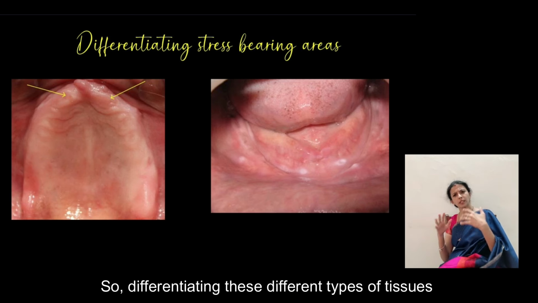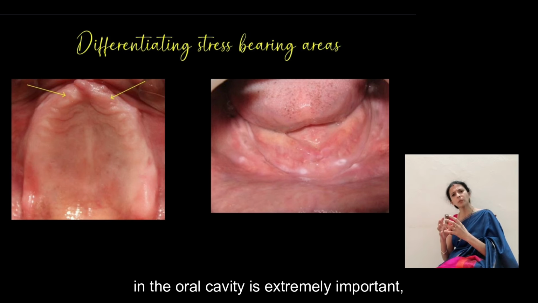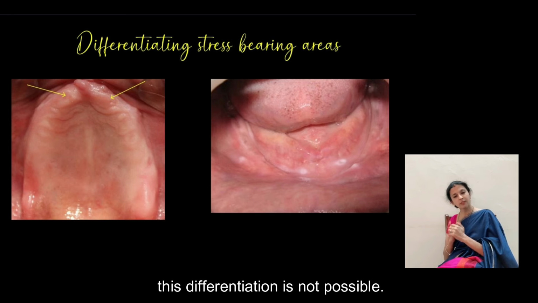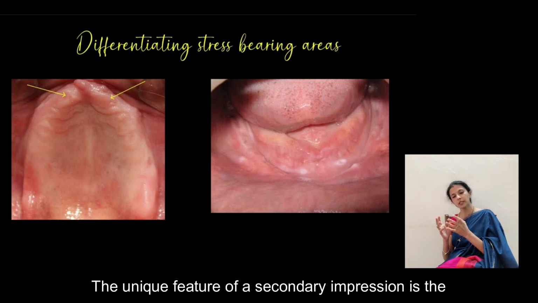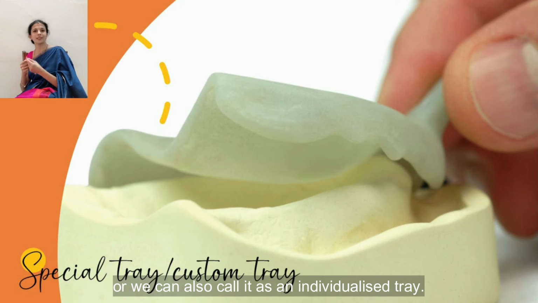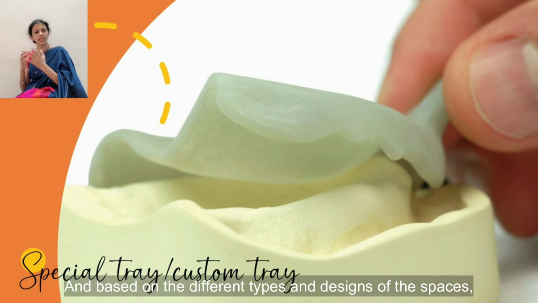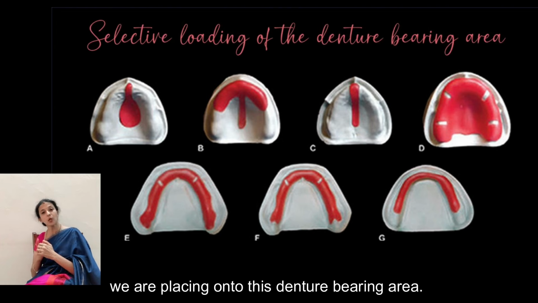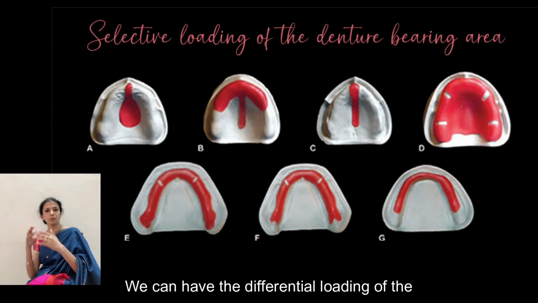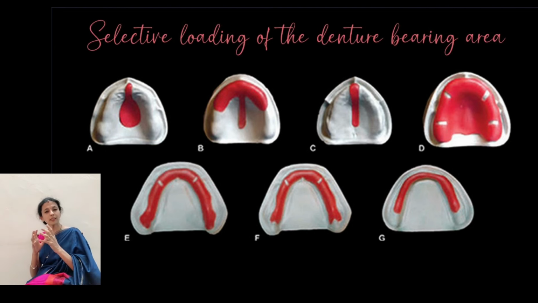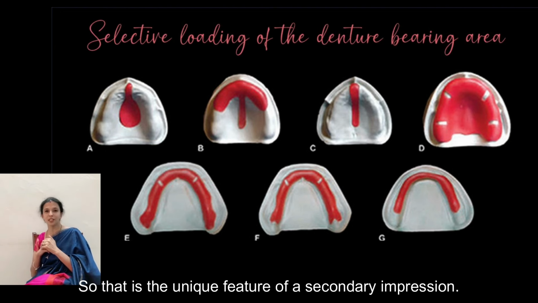So differentiating these different types of tissues in the oral cavity is extremely important, and just by making a primary impression, this differentiation is not possible. The unique feature of a secondary impression is the fabrication of a custom tray or a special tray, or we can also call it an individualized tray. Based on the different types and designs of the spacers, we can control the pressure which we are placing onto this denture bearing area. We can have the differential loading of the primary, secondary stress bearing areas, and also relieve the relief areas. So that is the unique feature of a secondary impression.